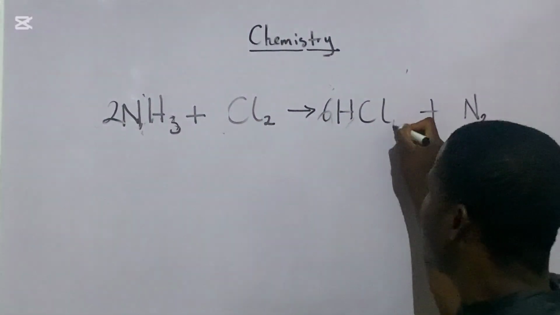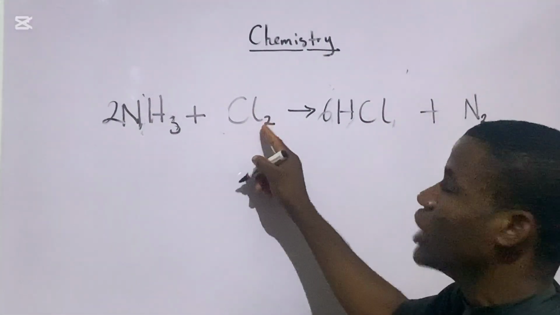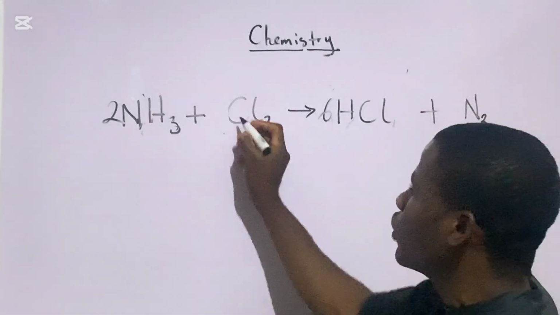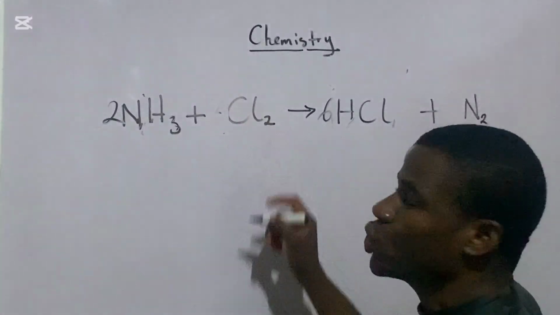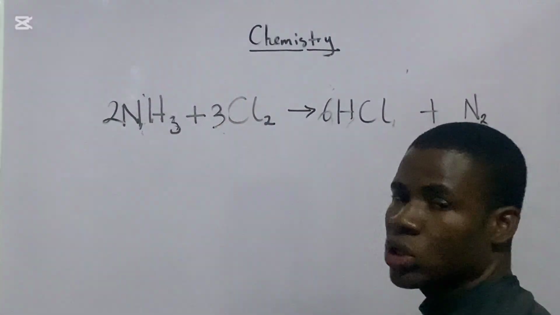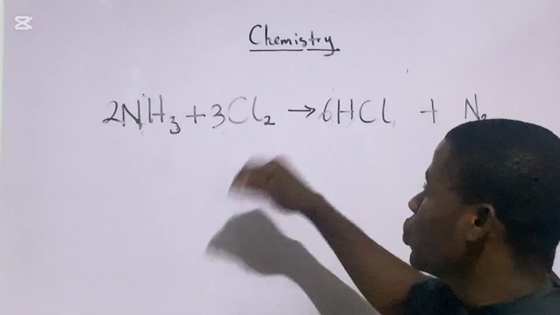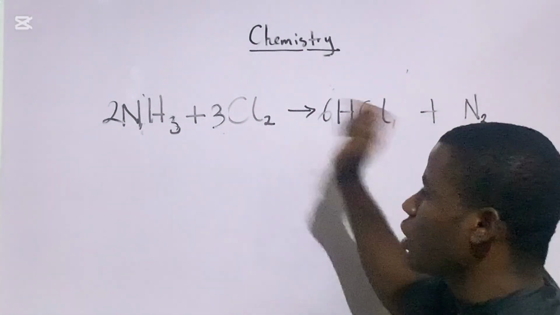Now, nitrogen is balanced, hydrogen is balanced. Chlorine, you are two here. How many chlorine here? Here is one. Six times one is six. So six atoms of chlorine, but I just have two atoms of chlorine at the left. So what do I have? If I put two, two times two will be four. But immediately I put three, three times two is six. Chlorine is balanced. I hope you understand what I'm saying.